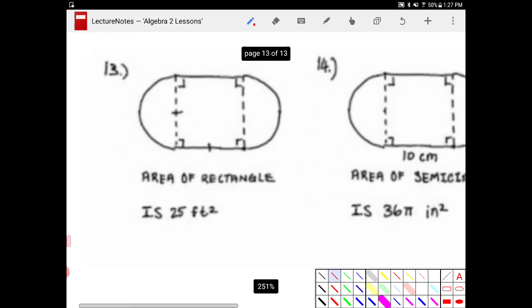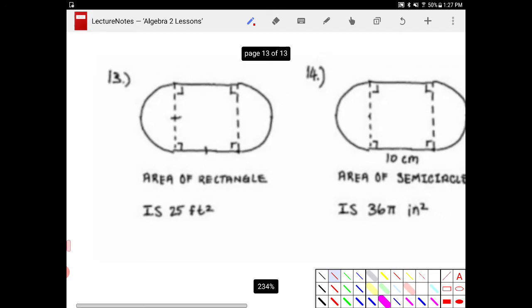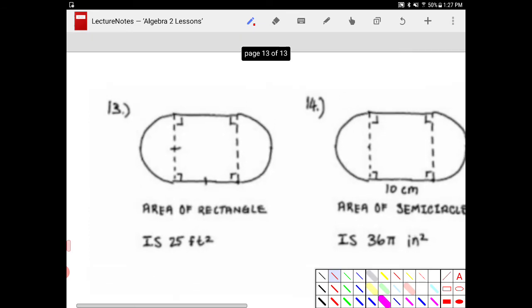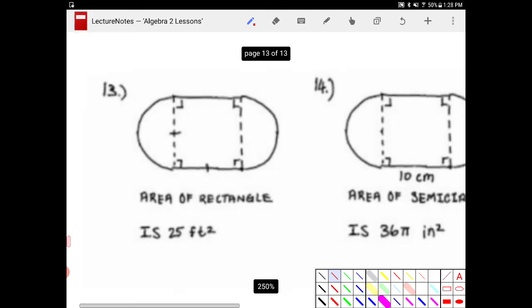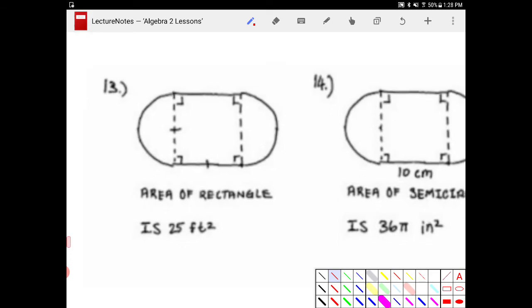All right. Area of a rectangle is 25 feet squared. So this is 25 feet squared, and this rectangle, remember all squares are rectangles, but not all rectangles are squares. Remember that from the study of quadrilaterals. So if I know that this rectangle, which coincidentally is a square, has an area of 25, this side length must be 5 apiece. And if the side length is 5, the radius must be 5 over 2.